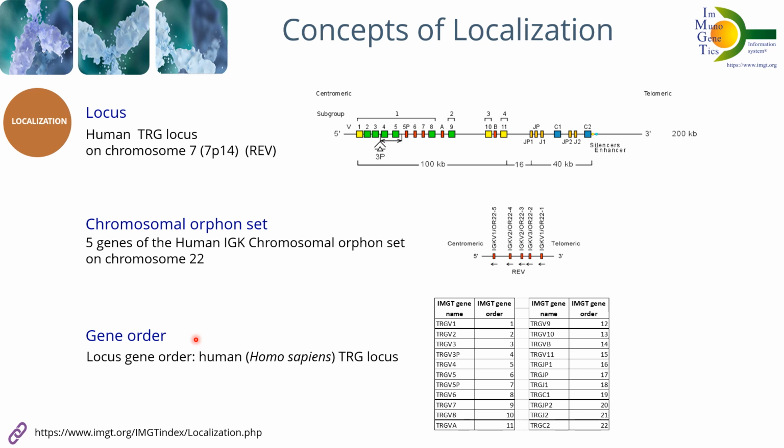The gene order allows us to highlight the polymorphism by insertion and deletion in the locus and the copy number variations, and it also allows us to highlight unusual features in a locus in particular assemblies. The concepts of localization are described in the IMGT index.